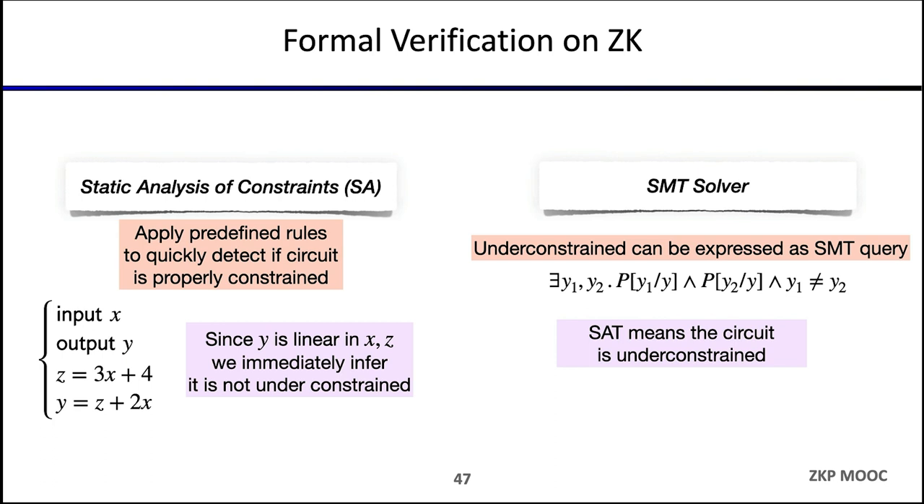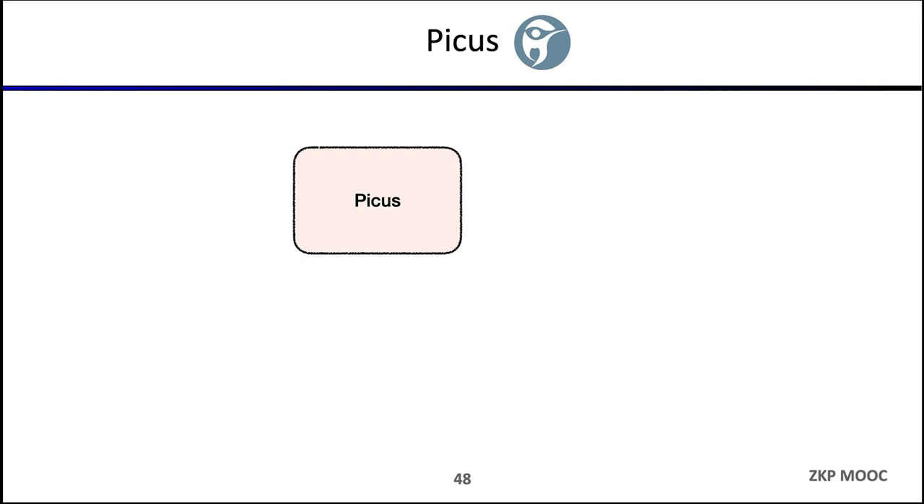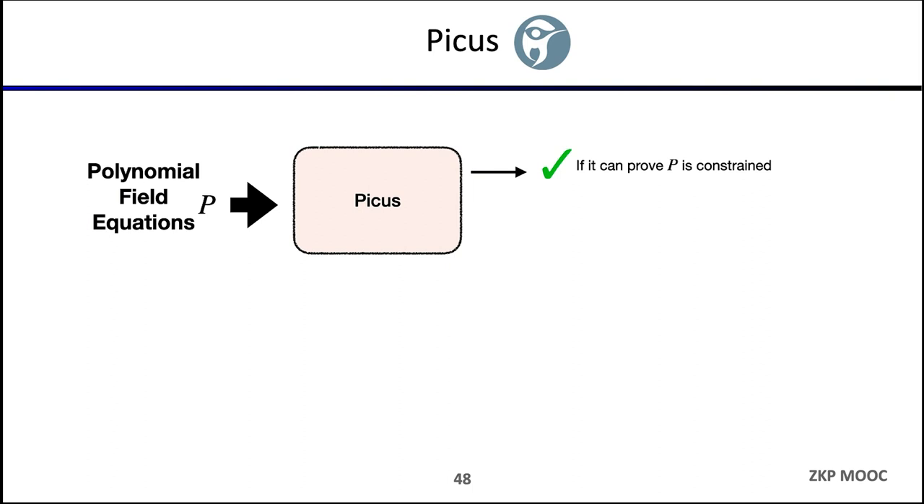In this section, I'm going to propose a new system called PyCus, which takes as input a set of polynomial field equations and automatically tries to verify that the circuit is well constrained. If PyCus proves P is well constrained, it will return a check mark indicating that the circuit is safe, and if it can prove the circuit is under-constrained, it will return a cross mark. If none of the above happens, it will return unknown.